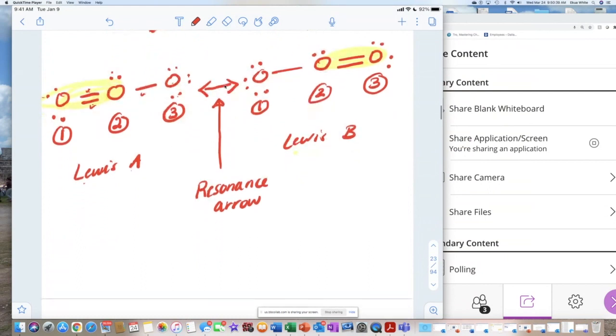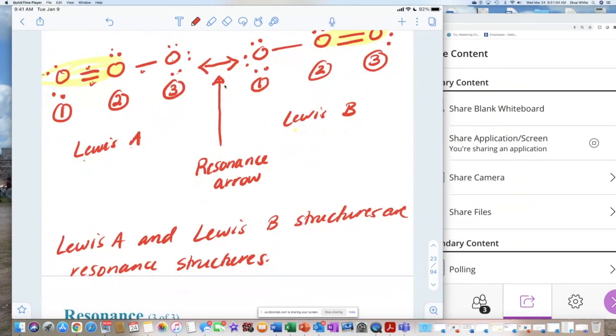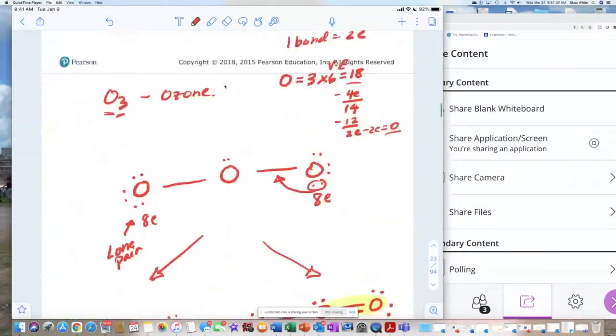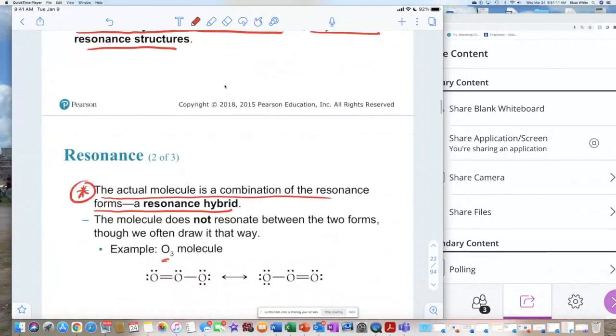Remember, Lewis A and Lewis B structures are resonance structures. Oh, now I can't spell resonance. Okay, took a few tries there. They're resonance to each other. But remember back here, they said something: the real structure is a resonance hybrid.